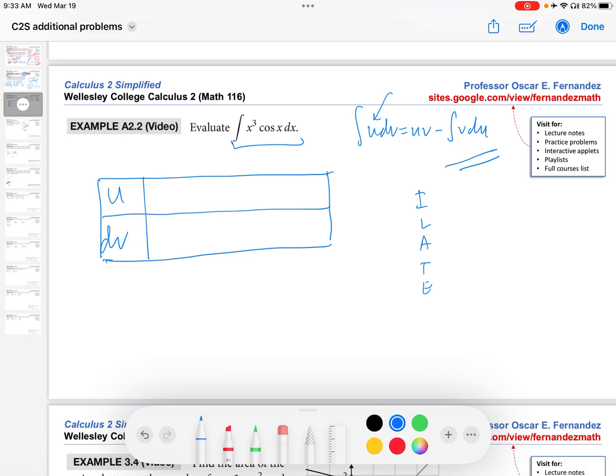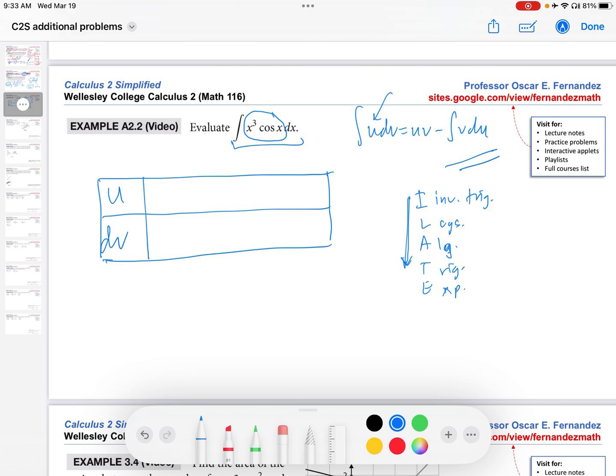So you want to look at your integrand. In this case, that's x cubed cosine x. And you want to, as a rule of thumb, choose u to be the function that occurs first going down this list. So in here, we have inverse trigonometric functions. We have logarithms. We have algebraic functions. We have trigonometric functions. We have exponential functions.